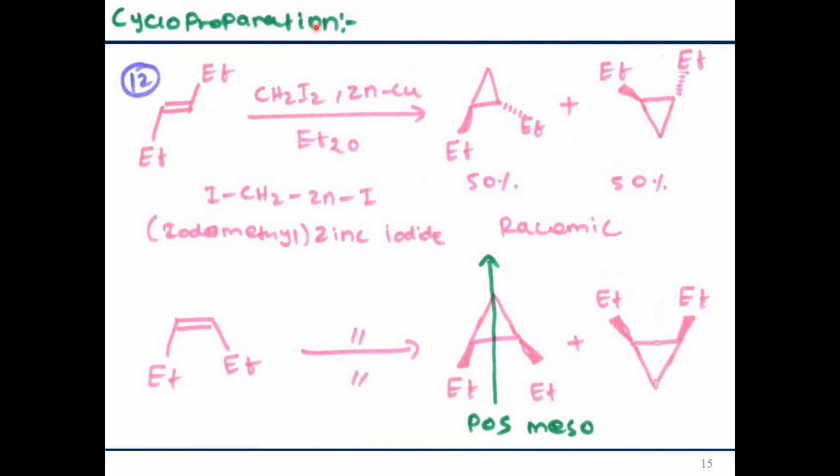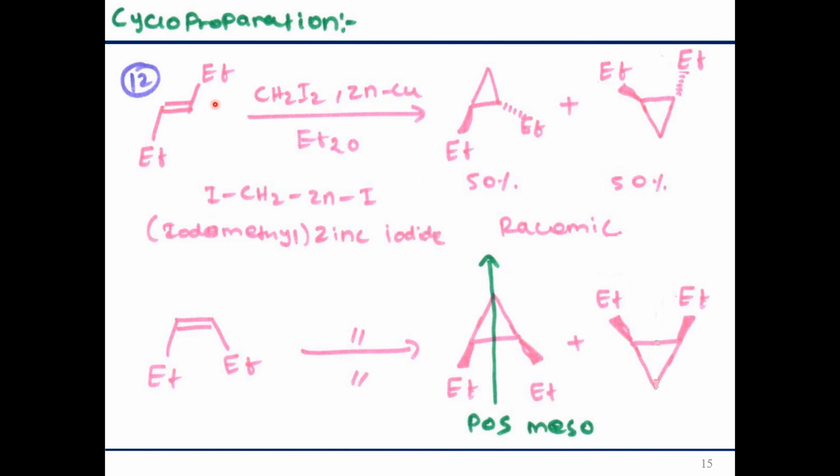Actually what happens is that methylene iodide reacts with zinc-copper, forming iodomethyl zinc iodide, which is called a carbenoid. This reaction goes via a concerted reaction mechanism, not a stepwise mechanism. When this reactive species approaches the alkene on the top face, you will have this stereoisomer. When the approach occurs on the bottom face of the alkene, you will have the corresponding stereoisomer, 50%.